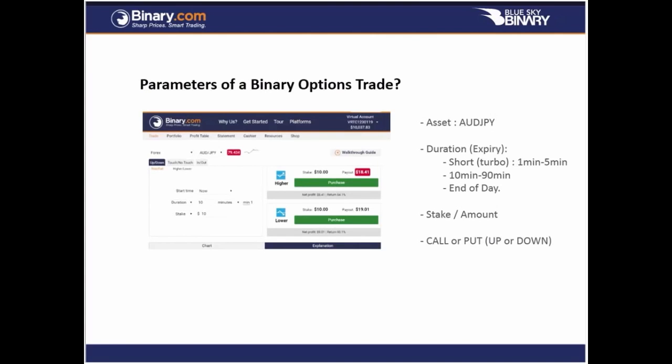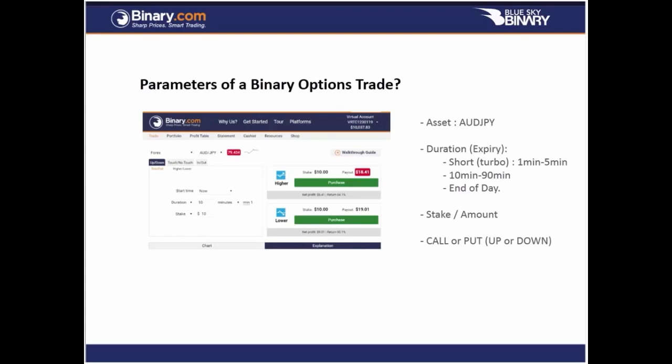So now let's discuss the parameters of a binary option trade. So when you want to set up a trade, what is it that you can actually customize on your own? So the first thing is the asset. For the asset, you can have different kinds of assets. You can have forex assets, commodities, indices.